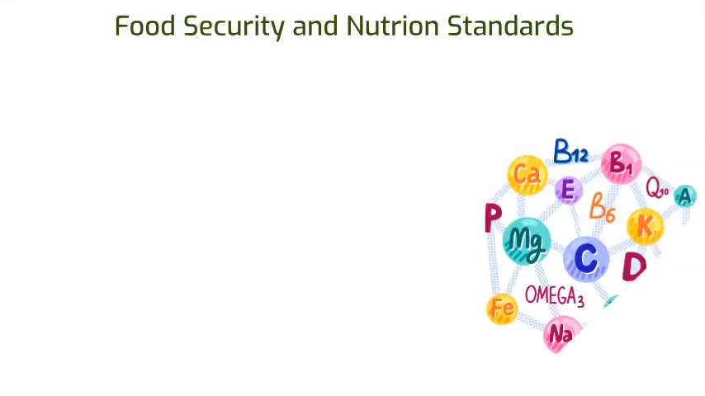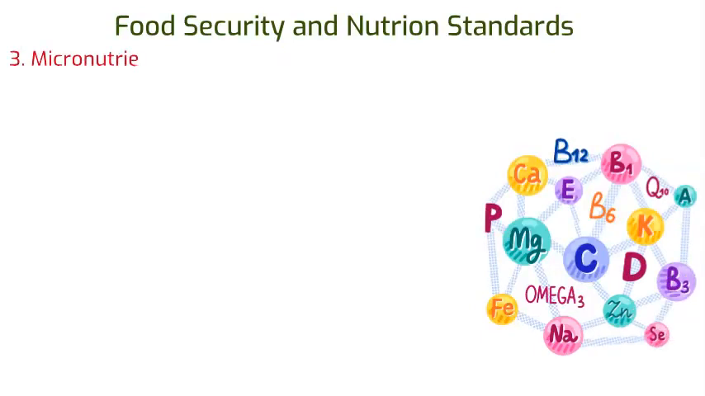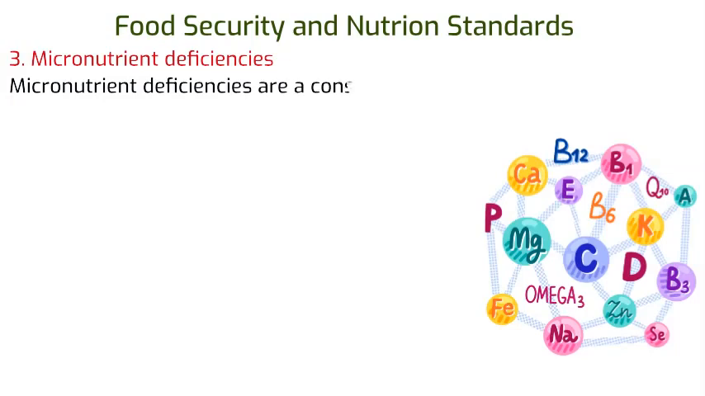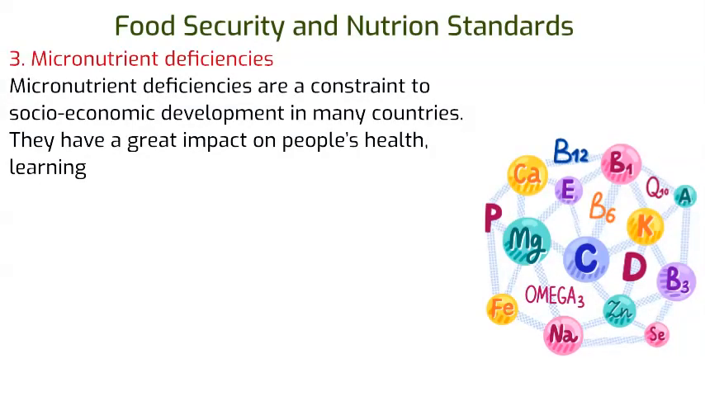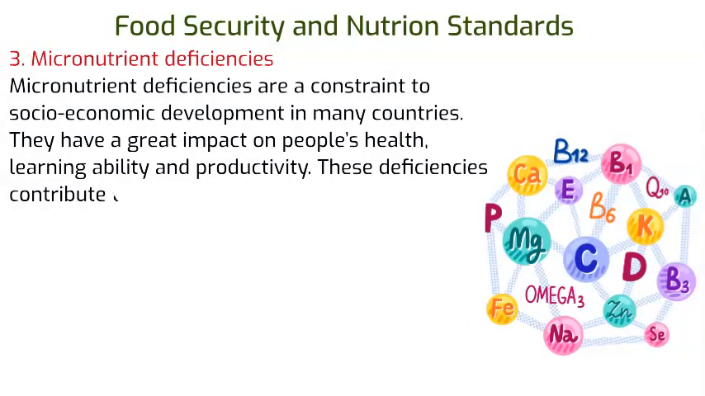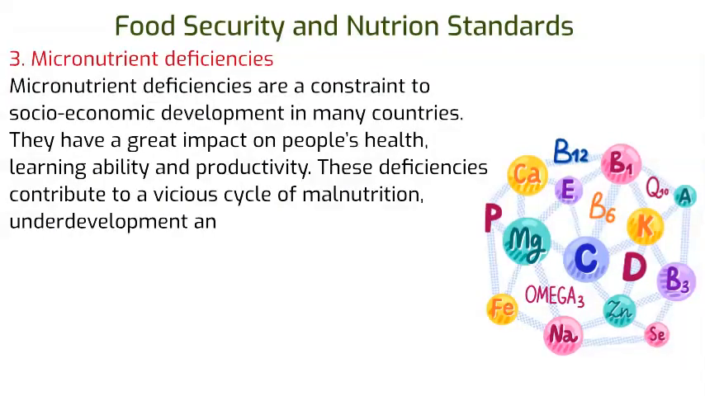Three. Micronutrient deficiencies. Micronutrient deficiencies are a constraint to socio-economic development in many countries. They have a great impact on people's health, learning ability, and productivity. These deficiencies contribute to a vicious cycle of malnutrition, underdevelopment, and poverty, affecting already underprivileged groups.